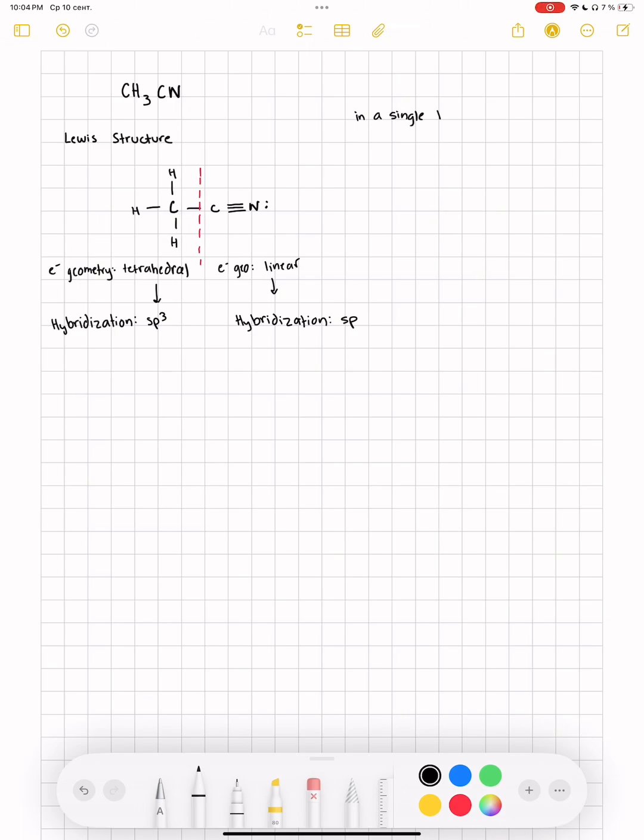Now, a single bond is what's called 1 sigma bond. In a double bond, there's 1 sigma, 1 pi, but that's not relevant to us right now. And in a triple bond, we have 1 sigma bond, but this time we have 2 pi bonds. So technically 3 minus 1, so 2 on that triple bond are pi, and the last one will be sigma. Now that we have the basics down, we can start drawing.